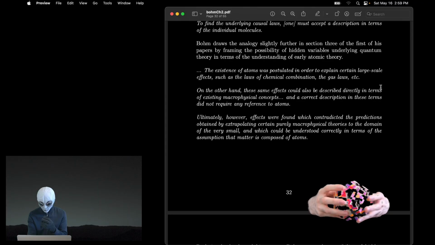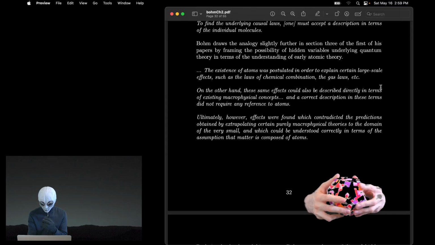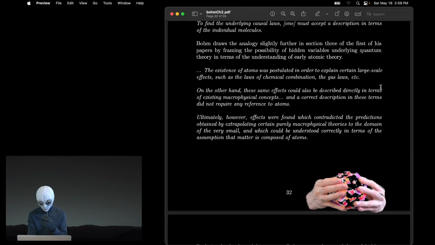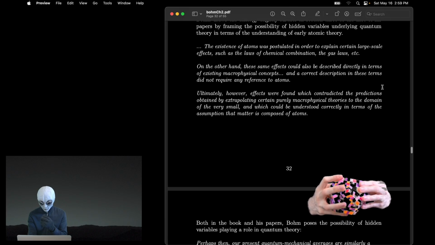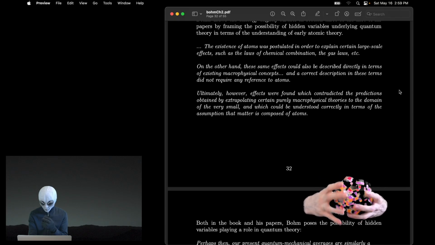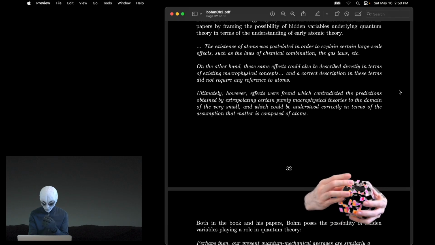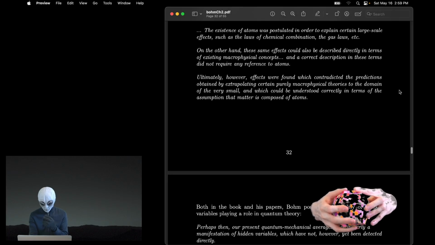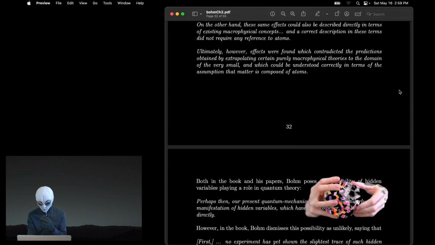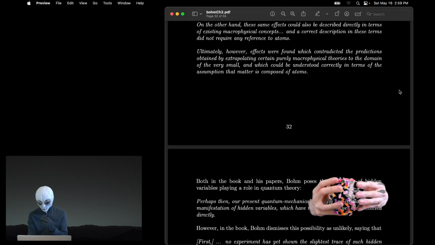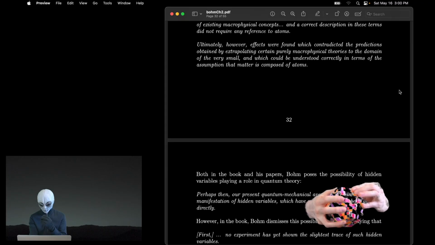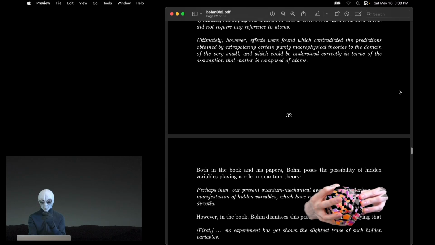The existence of atoms was postulated in order to explain certain large-scale effects, such as the laws of chemical combination, the gas laws, etc. On the other hand, these same effects could also be described directly in terms of existing macro-physical concepts, and a correct description in these terms did not require any reference to atoms. Ultimately, however, effects were found which contradict the predictions obtained by extrapolating certain purely macro-physical theories to the domain of the very small, and which could be understood correctly in terms of the assumption that matter is composed of atoms.